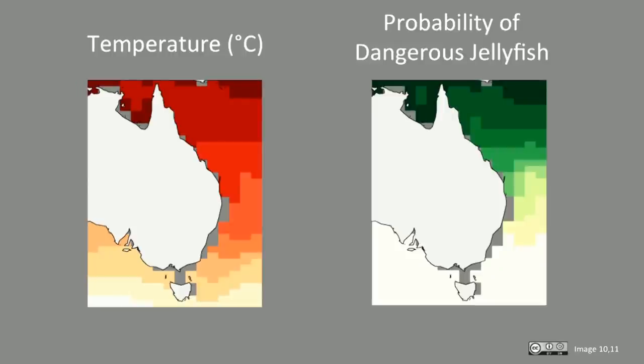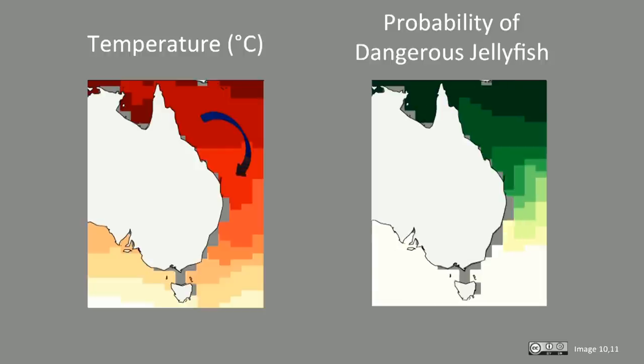So now let's think about our jellyfish again. There on the left we have the current temperature, there on the right we have the probability of dangerous jellyfish occurring in this hypothetical example. As time's passed, the temperature has warmed and the warmer bands shift south, and at the same time, using our statistical model, we can make a prediction about how the high probability of jellyfish moves south, and we get more dangerous jellyfish in regions like Brisbane.